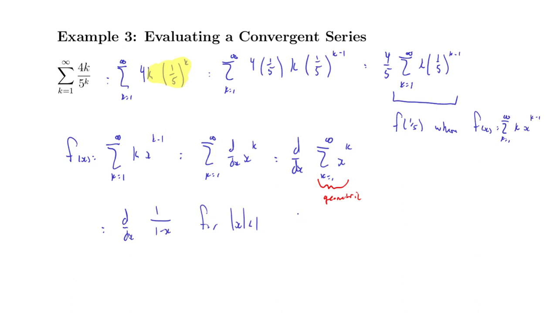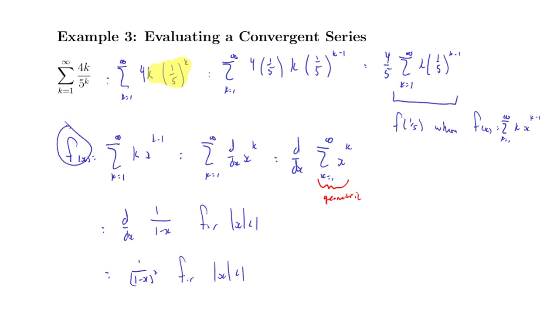All right, so then we can differentiate this. We have negative 1 over 1 minus x squared, but then the chain rule says we multiply by a copy of negative 1, so it's really positive 1. And again, our interval of convergence doesn't change. It's the absolute value of x less than 1.